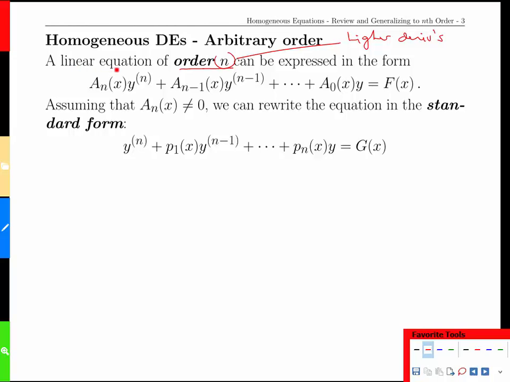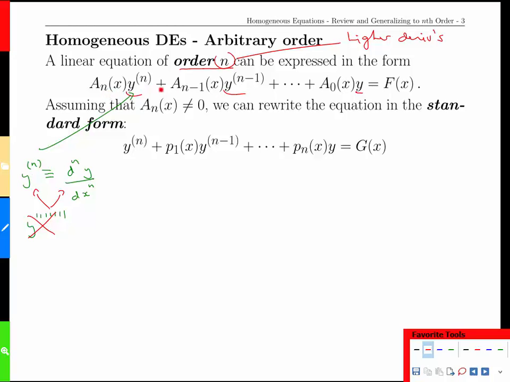The key thing is that we have a linear equation, so notice we have our y's here, and they're simply being multiplied by factors that only involve x. Just as a notational thing, this y with the parentheses around the n is equivalent to the nth derivative of y with respect to x. It's just a short form, so we don't have to write y prime prime prime prime prime prime prime, because that gets a little awkward pretty quickly. So we use this or this notation instead.